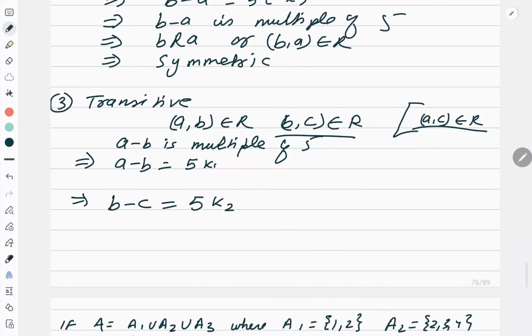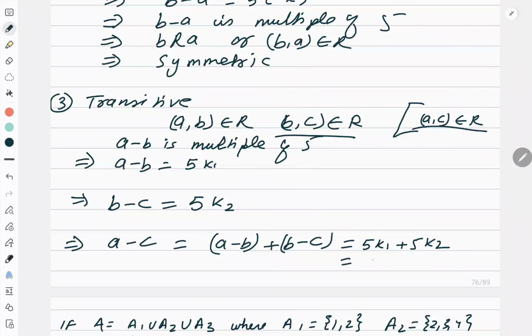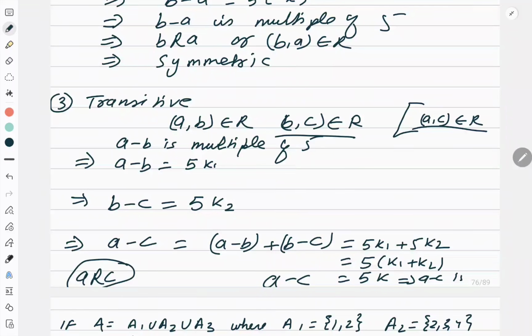Correct? Now I want to bring a minus c into the picture. Can I write a minus c as a minus b plus b minus c? Plus b and minus b I have done, of course I can do that. Now what is a minus b? It is 5k1 plus 5k2. So this is 5(k1 plus k2). This is equal to 5k. So what I got? a minus c is equal to 5k. Implies a minus c is some multiple of 5. Implies a is related to c. Implies it is transitive. Simple, very important question and very easy question.